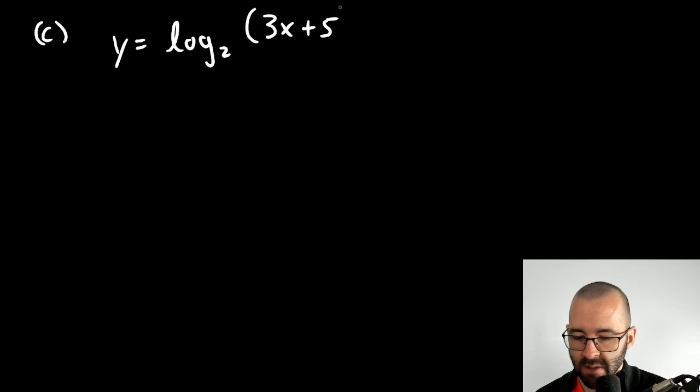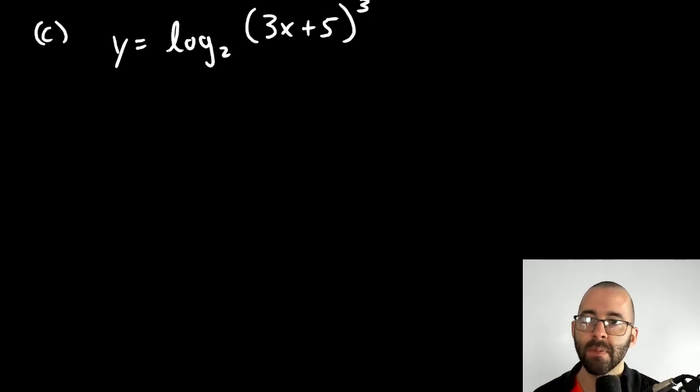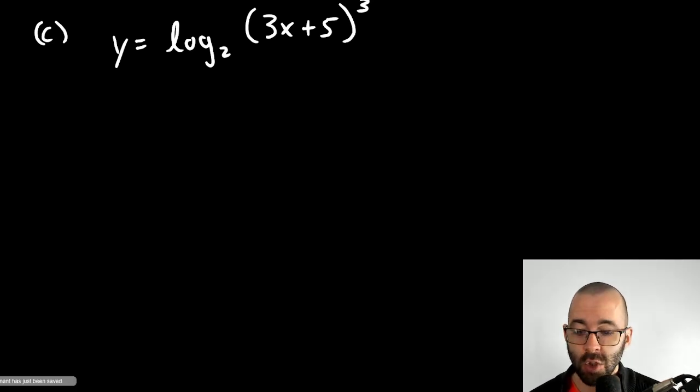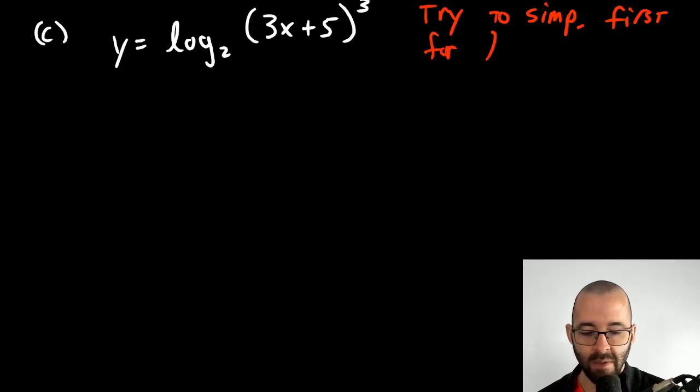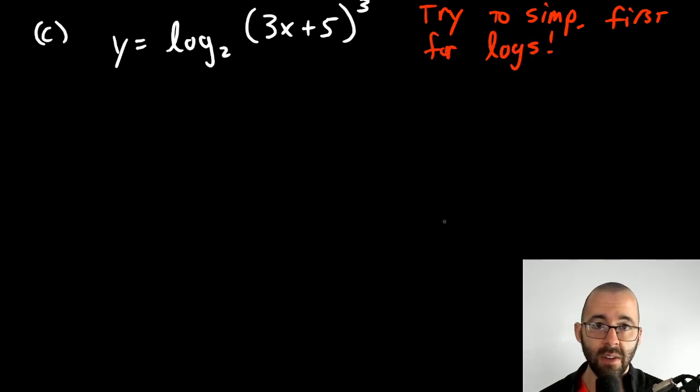All right, let's do the last problem here. Part C, last one in this video. y equals log base 2 of (3x plus 5) cubed. So again, you have options in this one. You can take the derivative immediately, or you can simplify first. Simplifying first is usually a good idea. Try to always look. Try to simplify first for any logarithm. Be on the lookout. It'll make your life a lot easier.